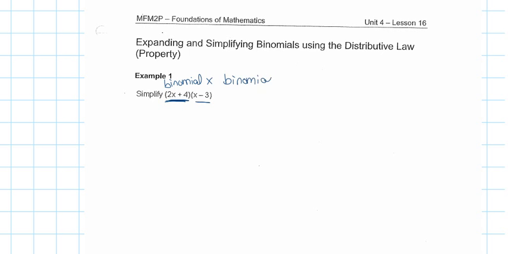So here's what's going to happen. Because I have two binomials multiplied together, the distributive property is going to work twice. So what happens is I hide this one, the plus 4, and I do my distributive property right here. So I multiply this by this and this by this. Then also, I hide the 2x, and I multiply this times this and this times this. So I have to do my distributive property twice.